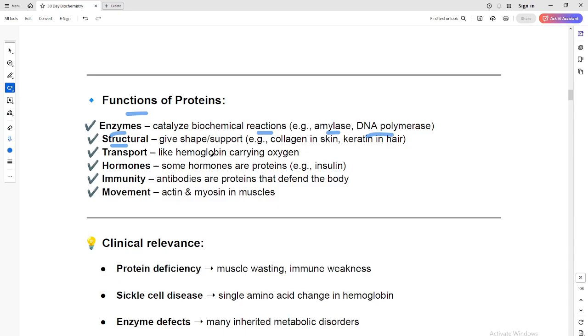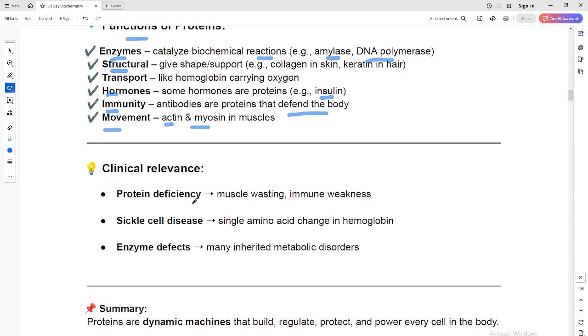Transport, like hemoglobin, which carries oxygen between the lung and the tissues. Hormones, some hormones are protein in nature, like insulin. Immunity, our antibodies are proteins. Antibodies are proteins that defend our body. Movement, our muscles contain actin and myosin. These proteins help in this movement.